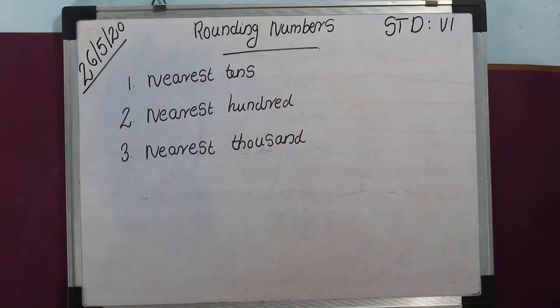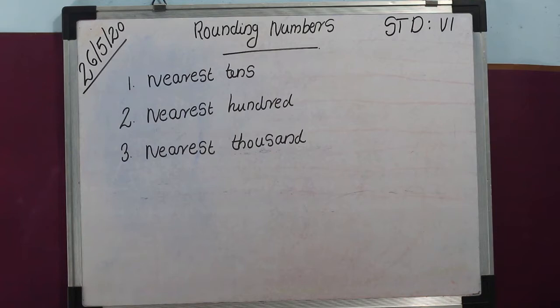Hi students, today we are going to learn about the topic rounding of numbers. When we buy any item such as a refrigerator, TV or bicycle, we normally do not tell the exact price of that item. If the refrigerator costs 19,700, we would say the price is approximately 20,000. If the bicycle costs 7,200, we would say the price is approximately 7,000. This way of expressing a number approximately is called rounding of numbers.